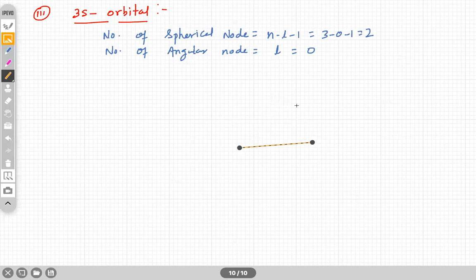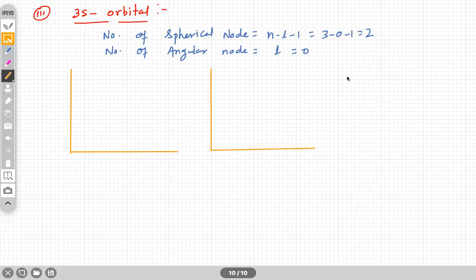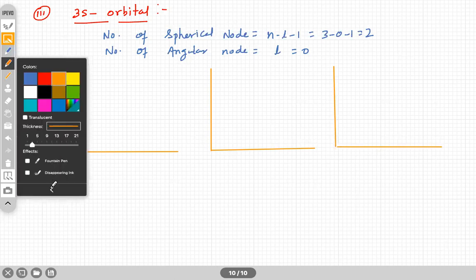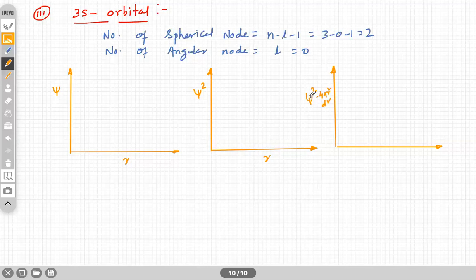It's the same graph. It goes like this for 2p, a curve like this, a mountain like this. For psi, psi square and probability, three graphs we'll have like this. I'll show you just a second. So this value is 0. Okay, this is psi and this is r, psi square r, and this is psi square 4 pi r square dr integration and r.